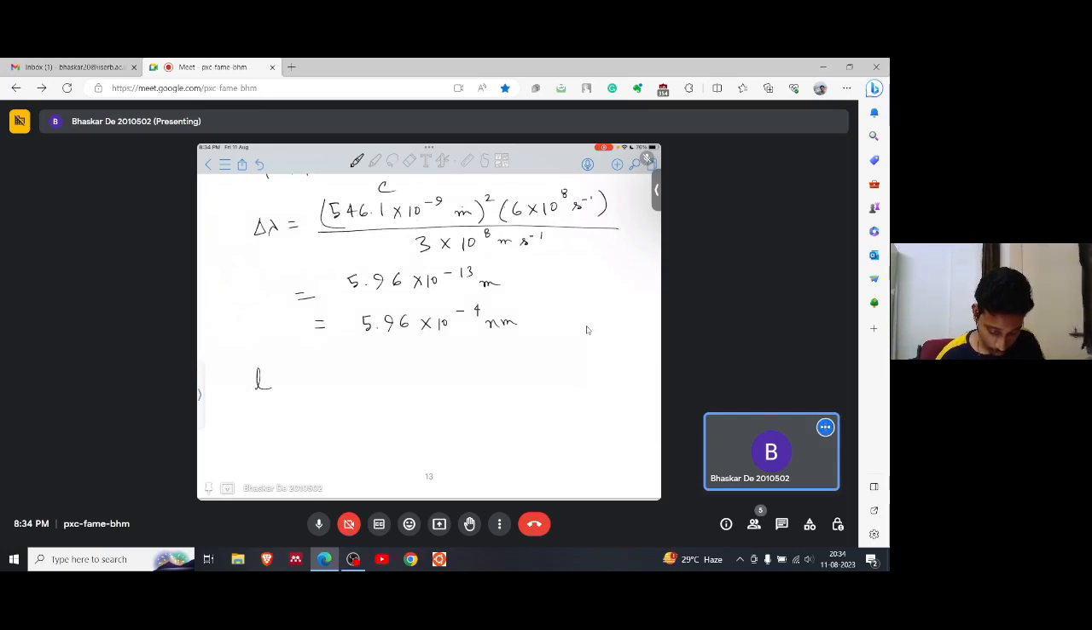Now the coherence length LC equal to lambda square by delta lambda. So lambda is 546.1 into 10 to the minus 9 meter, whole square, by 5.96 into 10 to the minus 13. This gives 0.5 meter.